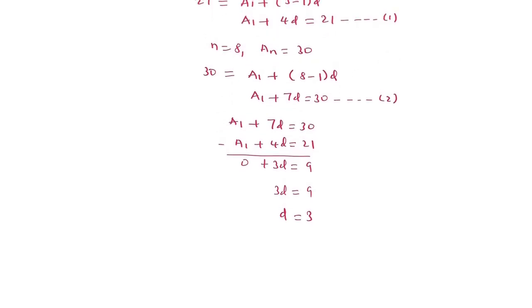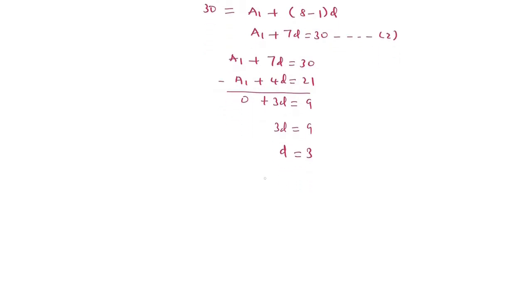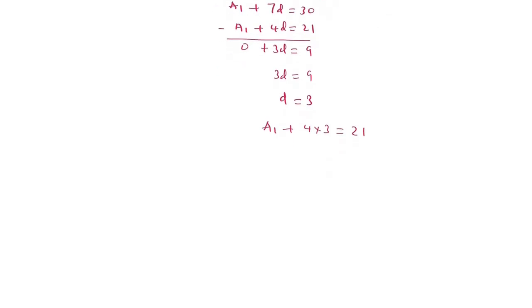Okay, so now let us substitute d equals 3 in equation number 1 in order to solve for a1. Our equation is going to be a1 plus 4 times 3 equals 21. Solving for a1, we are going to have a1 equals 9. Therefore, our first term is 9 and the common difference is 3.